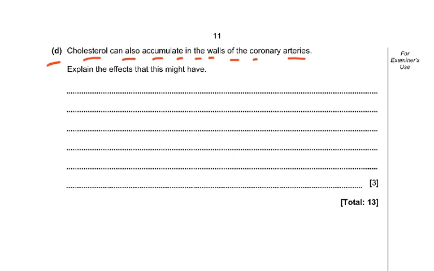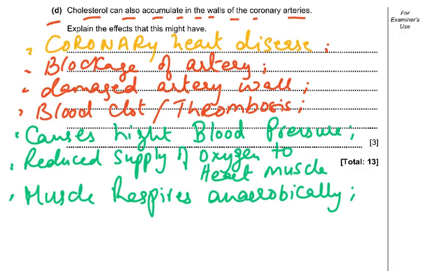And this narrowing of the blood vessels can cause high blood pressure, so reduced supply of oxygen to the heart muscle, and the muscle will start respiring anaerobically, and that is not going to be a very good thing. So, coronary heart disease, blockage of the artery, damaged artery wall, causing a blood clot or a thrombosis, causes high blood pressure and reduced supply of oxygen to the heart muscle, and the muscle respires anaerobically, which is not a very good thing.